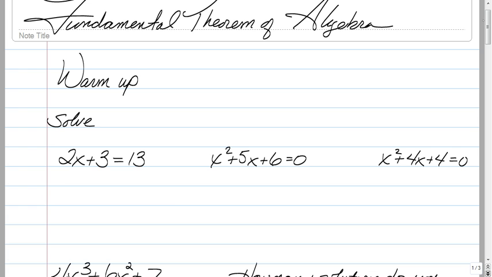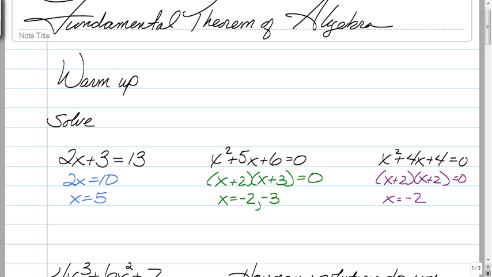You're going to need to solve for x in the first one, and in the next two you're going to have to factor and solve. So get going. Pause the video and factor, solve for x for those three warm-up problems. The first one is just 2x plus 3 is equal to 13. So you get x equals 5.